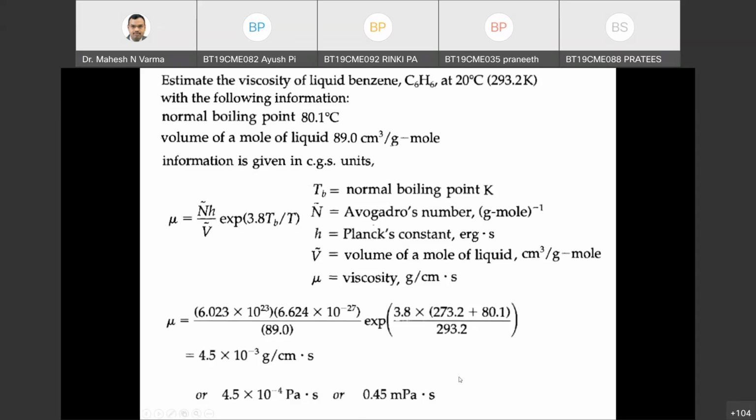Yeah, everybody got this. Okay, this is kind of 4.5 into 10 raised to minus 5 Pascal second. Yeah, SI unit. Okay, or you can write this millipascal. This m stands for milli. So 0.45 millipascal second. So this milli 10 raised to minus 3 is removed, and this one digit. So 0.45 millipascal second. So this is how you can estimate the viscosity of liquids also.